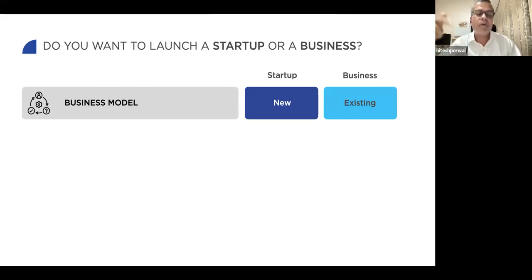If you are trying to come up with a new business model, a new way to give value to your customer, and a new way to earn profit in the process, it is called a startup. Otherwise, it is a business.